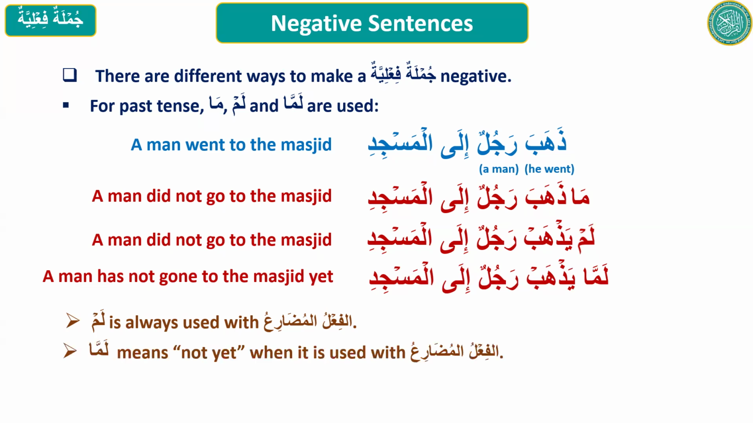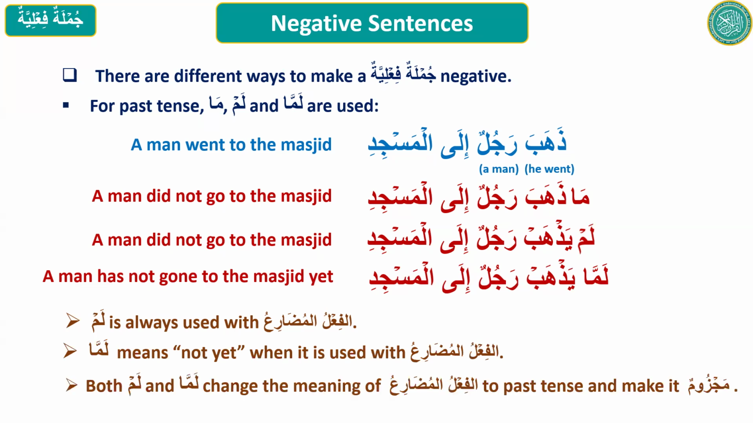Lamma means not yet when it is used with al-fi'l al-mudari. It has a different meaning when it is not used with al-fi'l al-mudari, and that meaning is when. Both lam and lamma change the meaning of al-fi'l al-mudari to past tense, and both make the al-fi'l al-mudari majzoom. They put the jazm on the last letter and they drop the noon. For example, yazhabu, yazhabuna, they drop the noon.